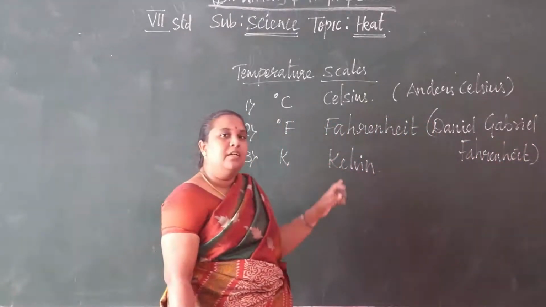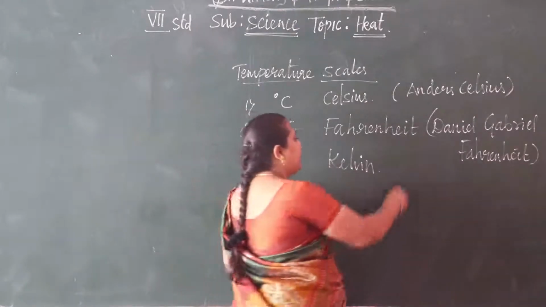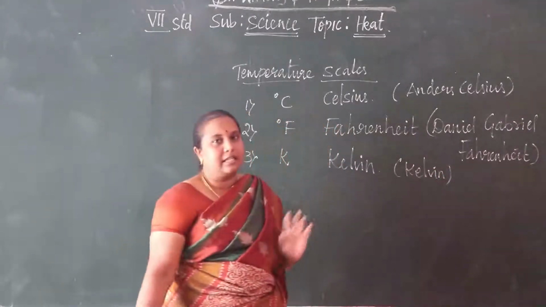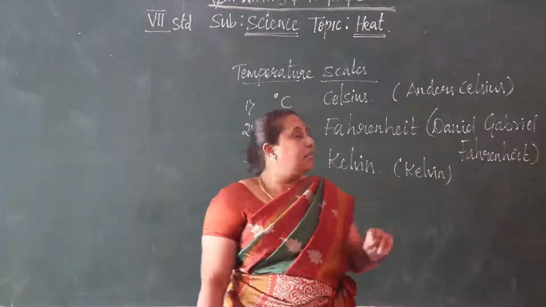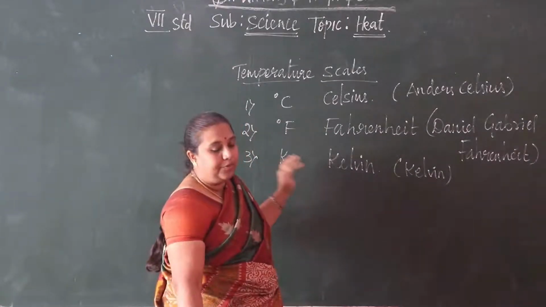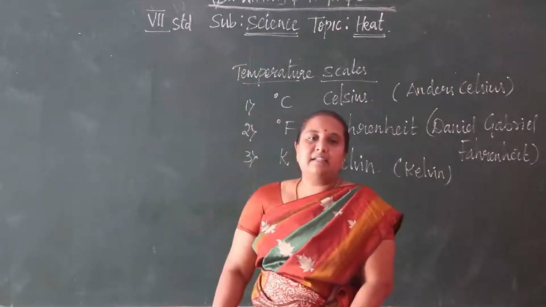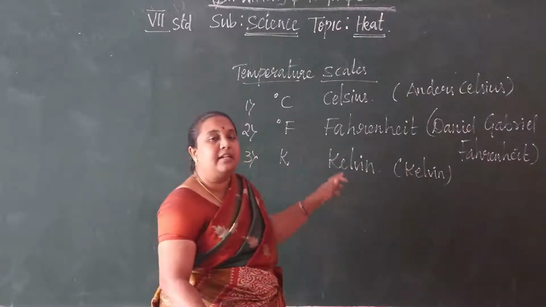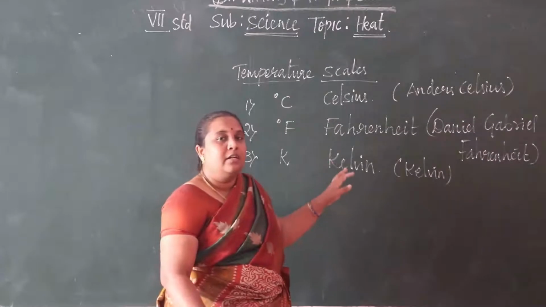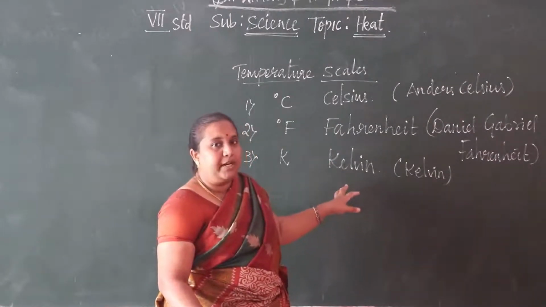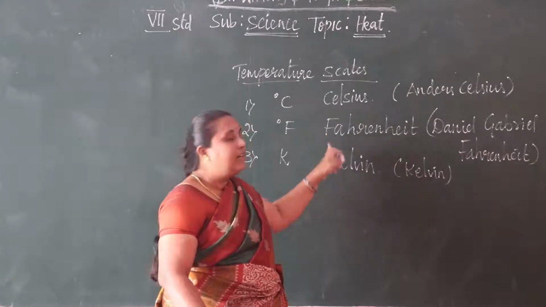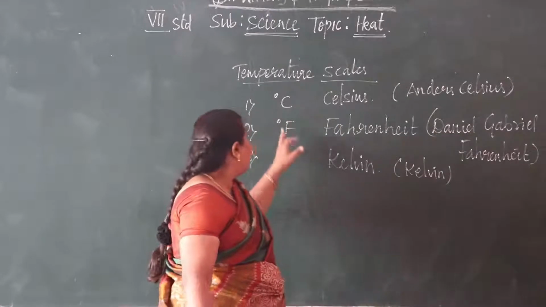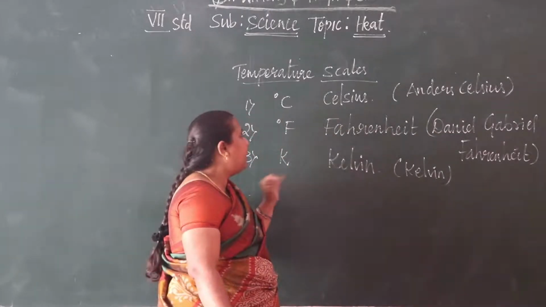And Kelvin, which is named after and invented by Kelvin, so it is known as the Kelvin scale. So these are all the temperature scales we are using. Let us see the temperatures of water in the different scales. The water has different temperatures in the different temperature scales. Here we have Celsius, Fahrenheit and Kelvin.